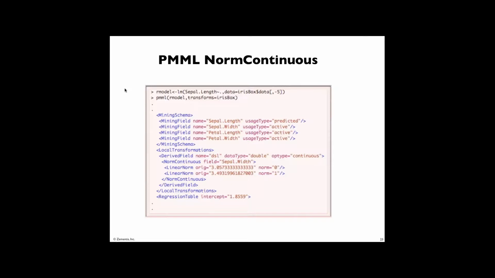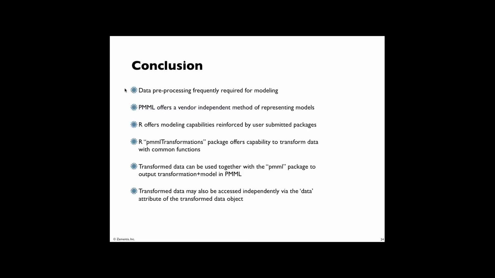And as I said, this is a special case of a linear transformation, and so the way it shows up in local transformations is a linear norm inside a norm continuous element. So it's a special case of a linear transformation, and that's how it'll show up. All right, so that was a quick summary of the functions available to you.